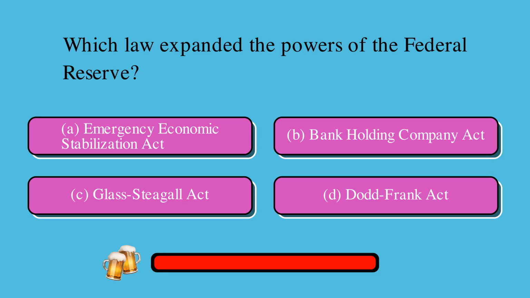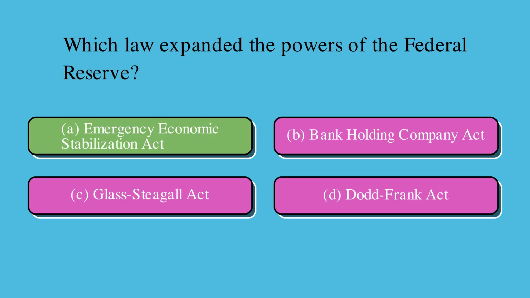Which law expanded the powers of the Federal Reserve? Is it A. Emergency Economic Stabilization Act, B. Bank Holding Company Act, C. Glass-Steagall Act, or D. Dodd-Frank Act? The correct answer is A. Emergency Economic Stabilization Act.